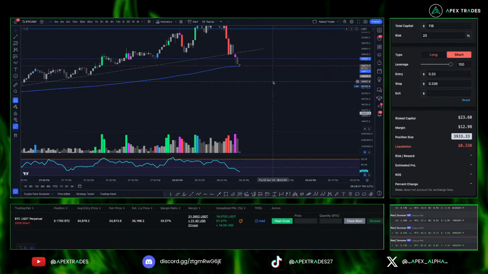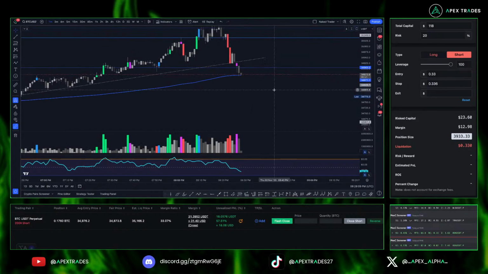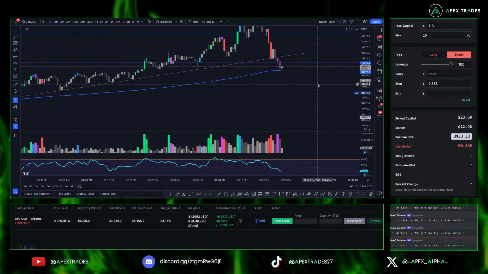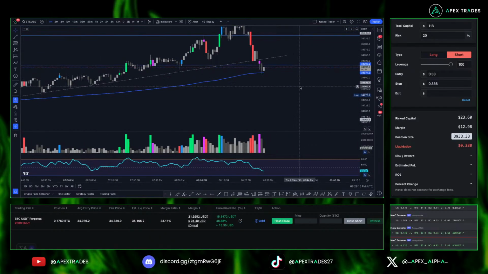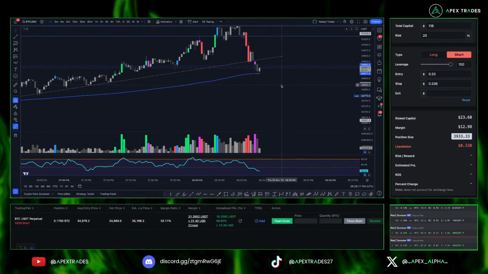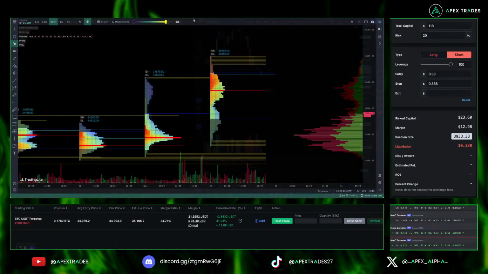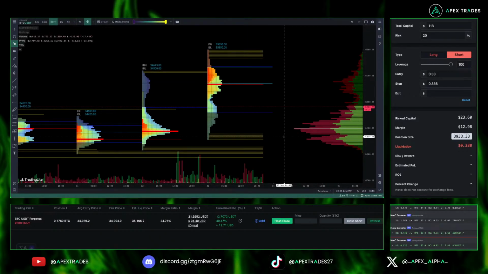Nice big clean break of this 200 EMA on the 1 minute would be nice. To be fair, we spent a lot of time above it at the moment, but just not being able to push it back yet. Let's get back on the distro. I would like to come back to this zone here. That would be lovely.